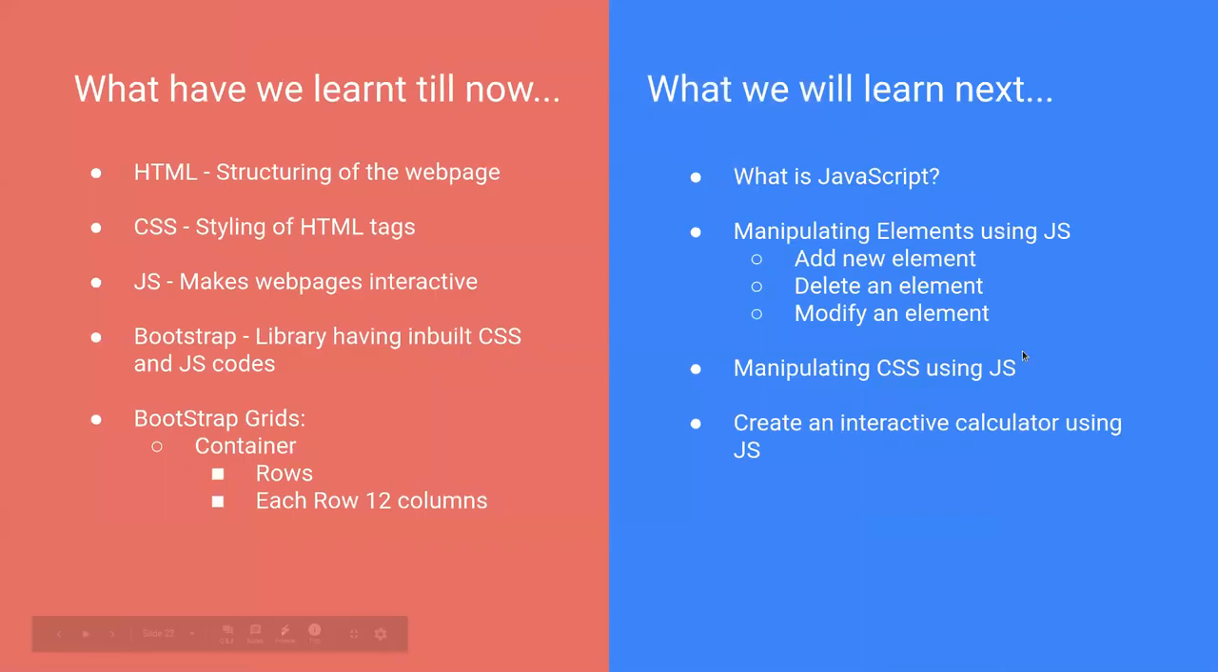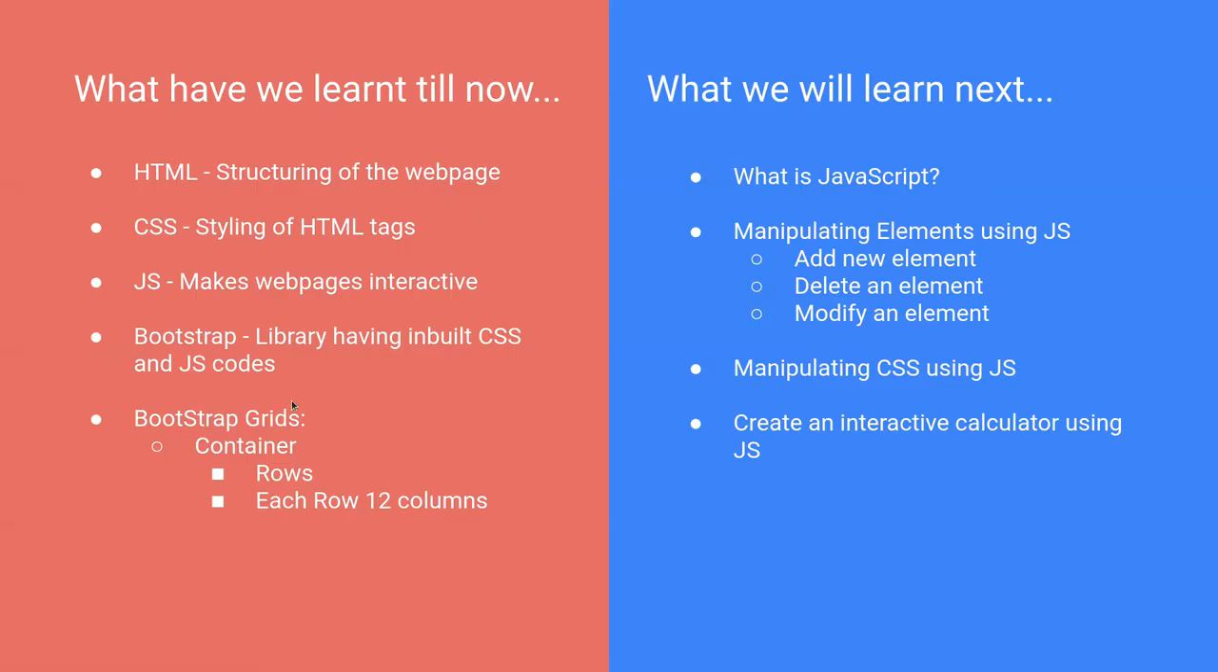This is a quick revision of what we have done till now. We have learned that HTML, the hypertext markup language, is the structure of the web page and it's used for structuring the web page. Next, there is CSS, which is used for styling the HTML tags. JavaScript, which we'll see later on, makes the web pages interactive. Bootstrap is a library having inbuilt CSS and JS code. Then we had a look at Bootstrap grids.